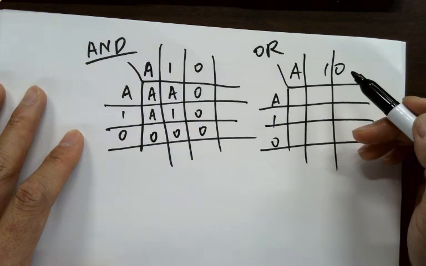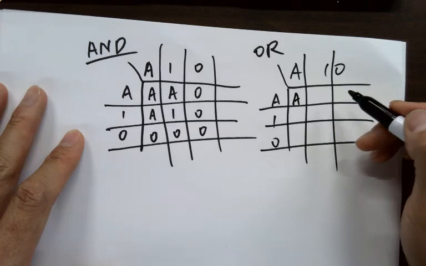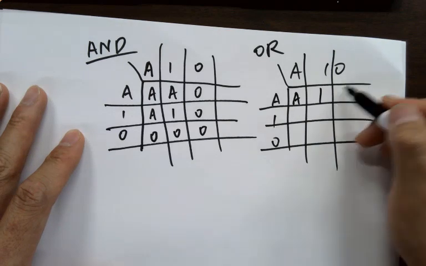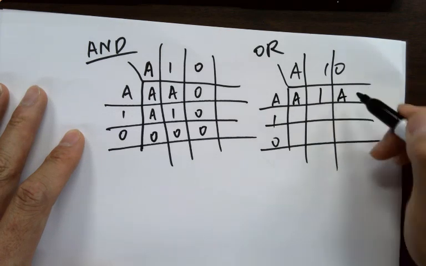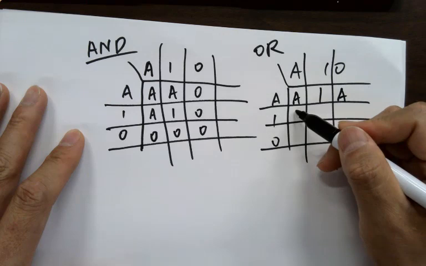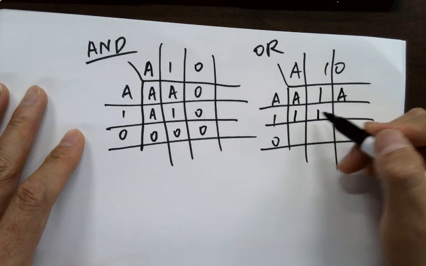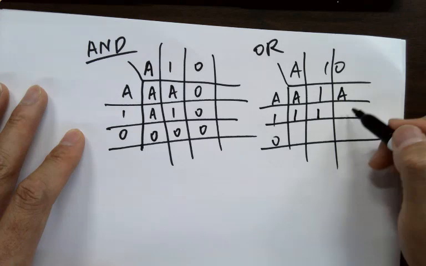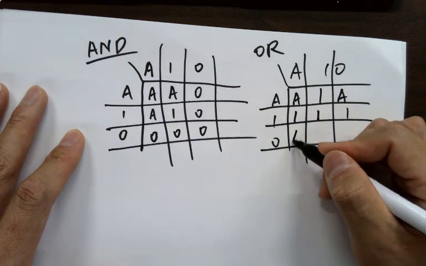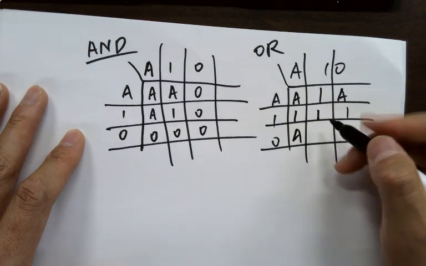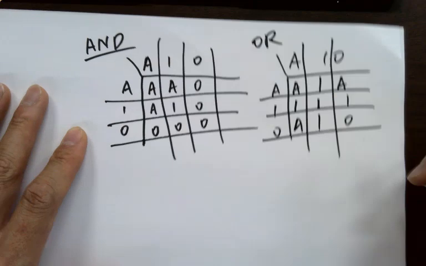A or A. A or 1. A or 0. A or 1. Same, right? 1 or 1, 1. 1 or 0. A or 0. 0 or 1. 0, 0.